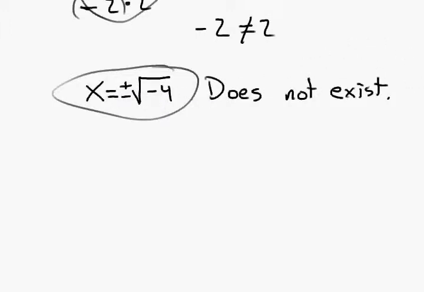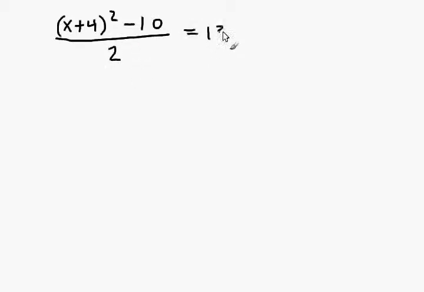Let's take a look at a problem that does have a solution. Let's take x, add to it 4, square this, subtract 10, we'll divide this entire thing by 2, and then set it equal to 13. Well, multiplication, addition, exponent, then whatever's in the parentheses. So we'll get rid of this division by 2 by multiplying by 2.